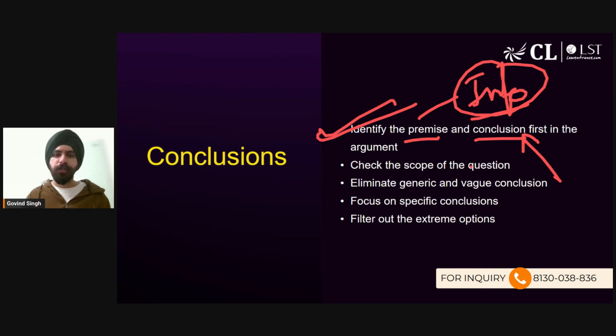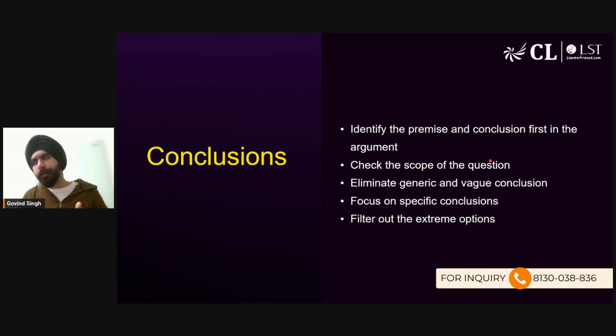Now when you look at the options, you need to check whether the options lie within the scope of the question or not. What is being discussed in the question and what are your options talking about? Those should match, right? You would be eliminating generic and vague conclusions. Let's take the same example. I study every day for the CLAT exam. Therefore, I will be very successful in life. Now, that is a very generic and vague conclusion.